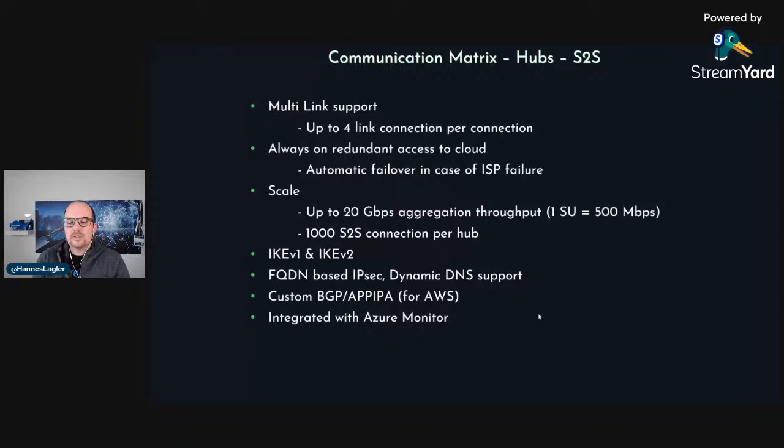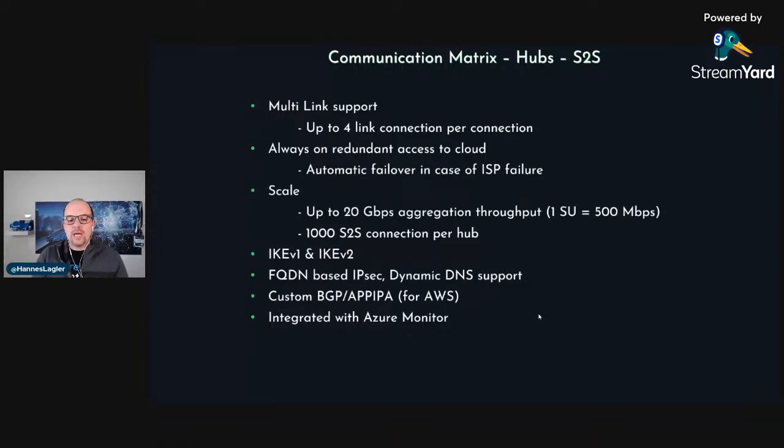So one scale unit is always 500 megabits, and you can scale up to 20 gigabits. You can have up to 1,000 site-to-site VPN connections per hub. You can use IKEv1, IKEv2 for sure.